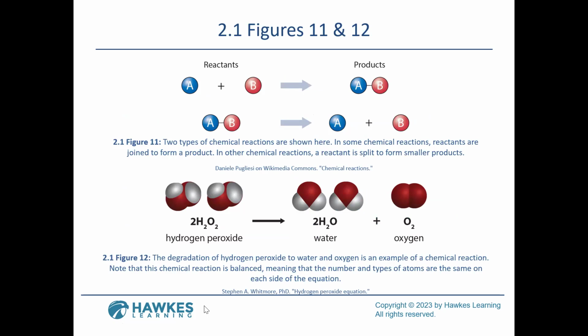In some chemical reactions, reactants are joined to form a product. In other chemical reactions, they split to form smaller products. So here on the first one, you see where my mouse is pointing? A plus B will give you AB. So now they are joined together. This is known as a composition. So you compose, you bring them together. Flour, milk, egg, they come together to give you a pancake.